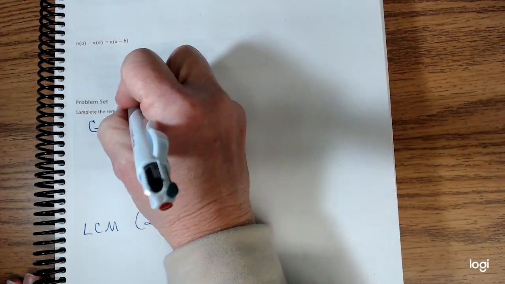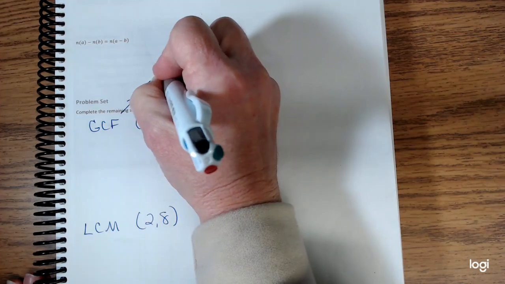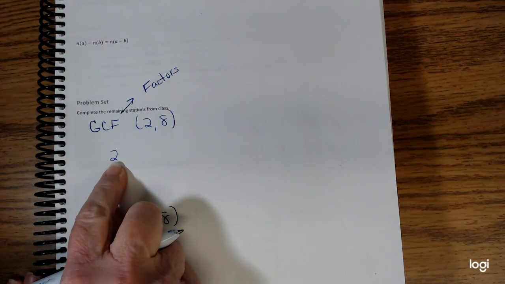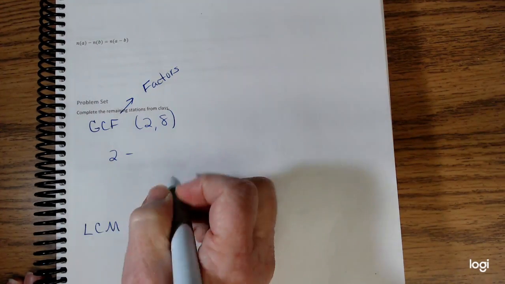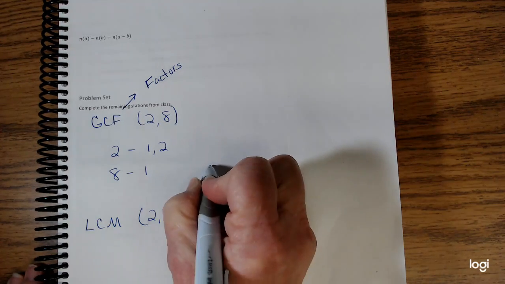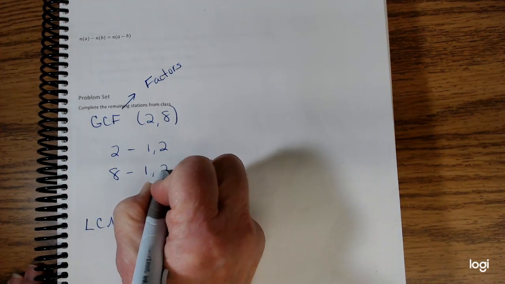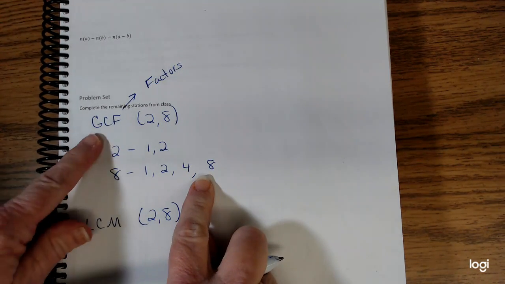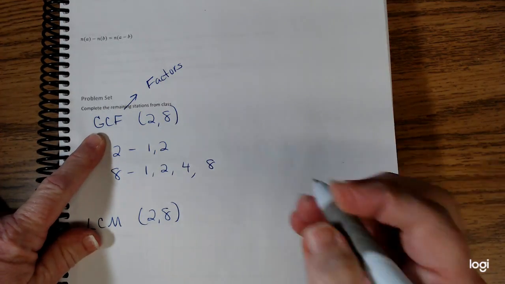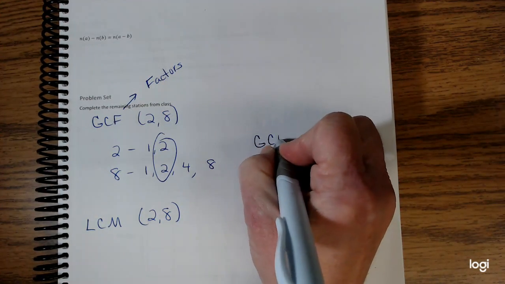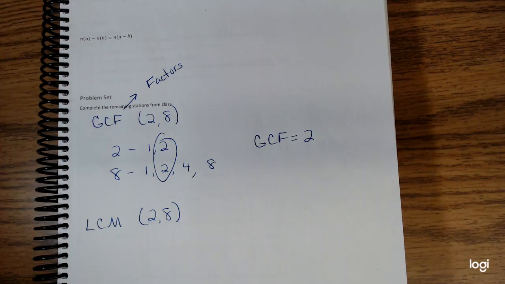Remember, we are looking for factors, numbers that we multiply. So let's look here. We have the number 2. What can I multiply to make 2? 1 times 2. It's a prime number. What do we multiply to make 8? Well, 1 times 8 and 2 times 4. All right, so we've listed the factors. Remember, we're looking for the greatest. The greatest common factor I see here is 2. Make sure you are writing this down in your book.